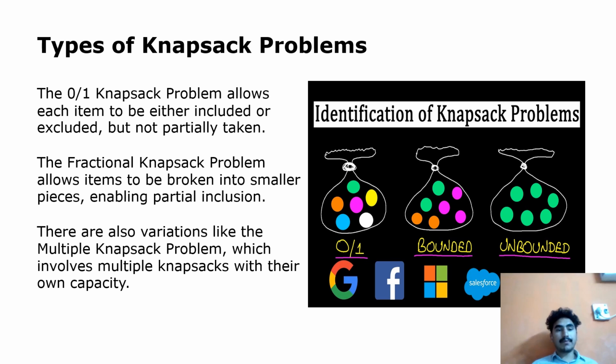Types of knapsack problems. The 0/1 knapsack problem allows each item to be either included or excluded, but not partially taken. The fractional knapsack problem allows items to be broken into smaller pieces, enabling partial inclusion. There are also variations like the multiple knapsack problem, which involves multiple knapsacks with their own capacities.